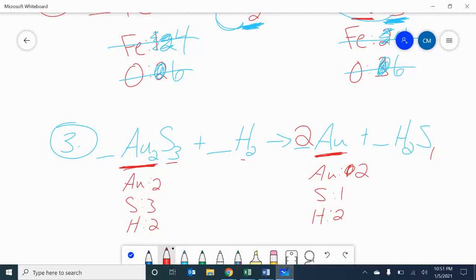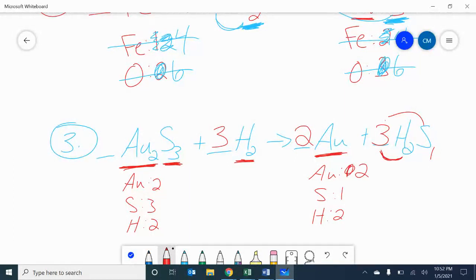Sulfur says I have 3. On the right, I have 1. So can I make 3? Yes, I can put a 3 there. That'll make 3 S's. But then I just affected my hydrogens. I had 2. Now I have 6. 2, 4, 6. 3 times 2 is 6. Well, can I get 6 hydrogens over here? Yeah, just by putting that 3 right there. All right. Okay, now it looks like I'm finished.